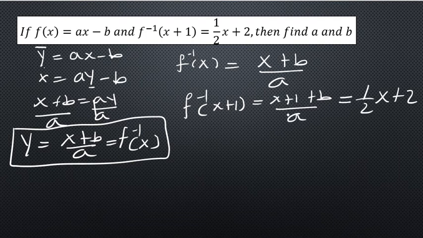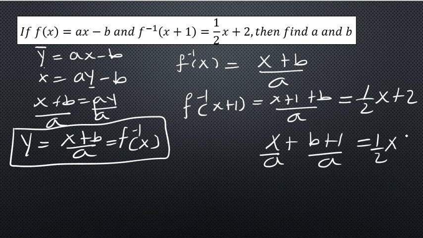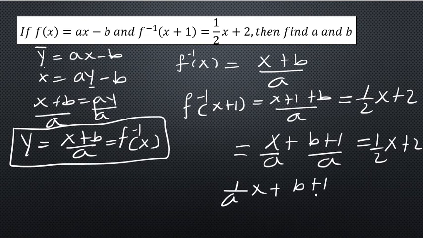Therefore, here what do we have? This denominator we can give for each of them. It's going to be x over a plus 1 plus b, or b plus 1. I can say b plus 1 over a. This is equal to 1 over 2x plus 2. Therefore, we can again write it as 1 over a times x plus b plus 1 over a is equal to 1 over 2x plus 2.